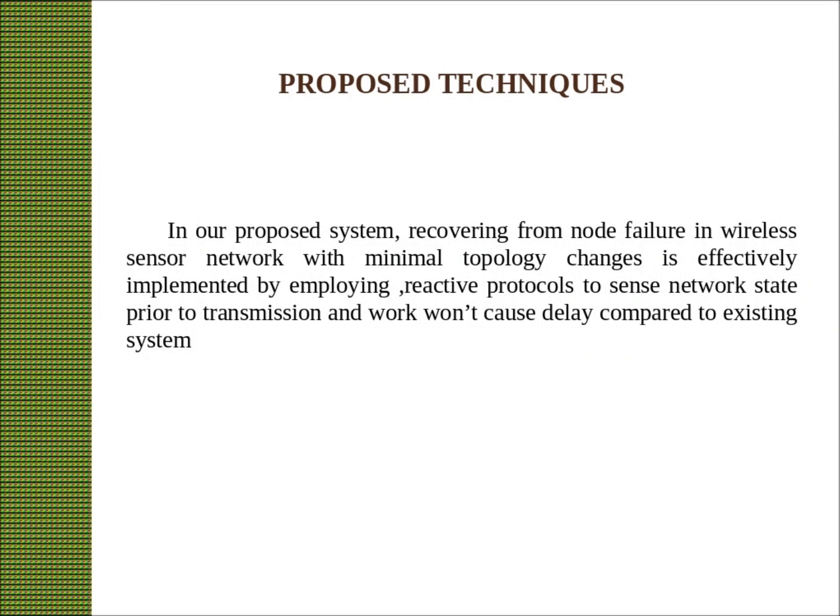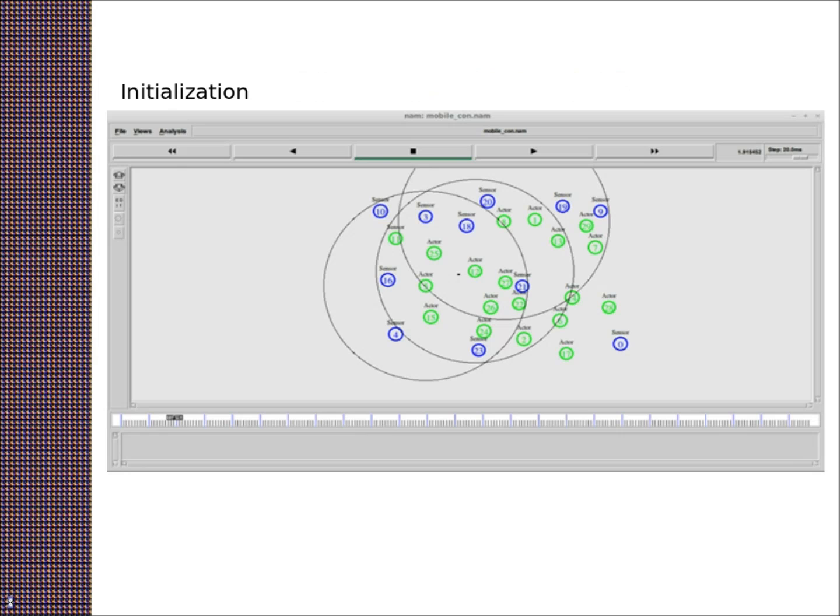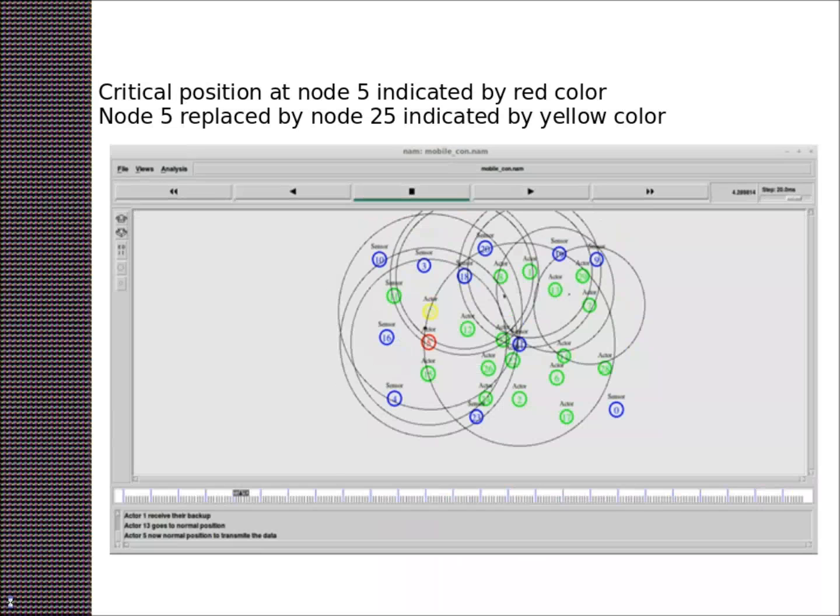So before sending data, the integrity of the link is checked. Nothing is pre-calculated here about the link integrity. So there is lesser chance of data loss. These are the screenshots of my project. I'll be explaining this with a complete video later.